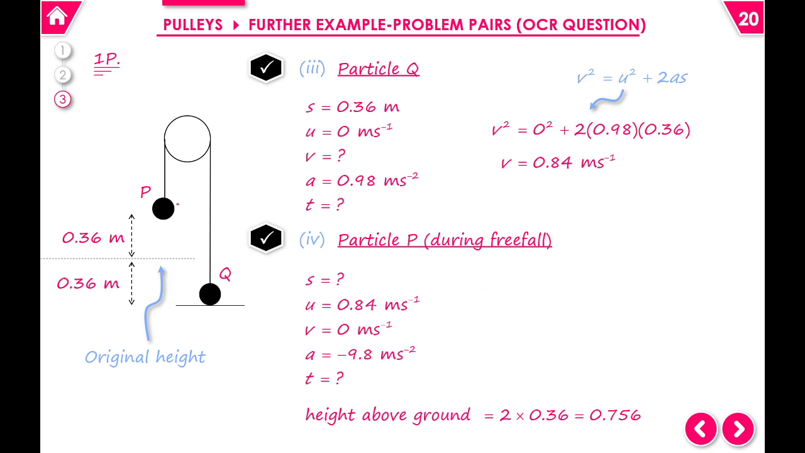So I need to find that little extra bit that it travels upwards. I'm sorry this isn't in the PowerPoint. You'd be using v squared equals u squared plus 2as. So 0 squared equals 0.84 squared minus 2 times 9.8 times s. So move that. This is 19.6 again. So 19.6 s equals 0.84 squared. I'll just work out s on the calculator.